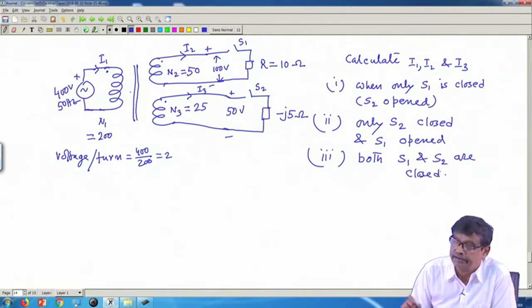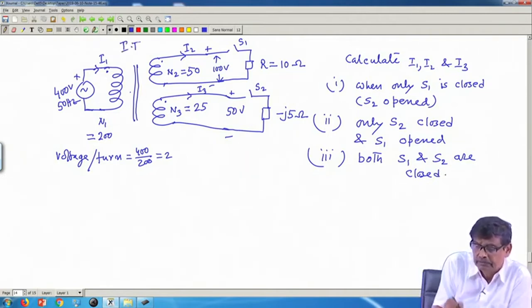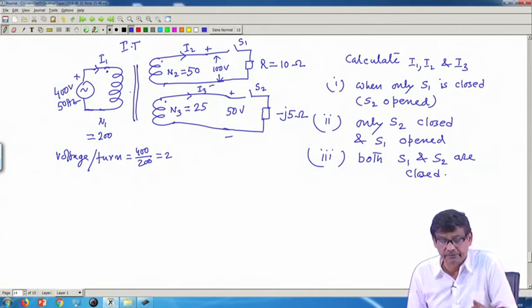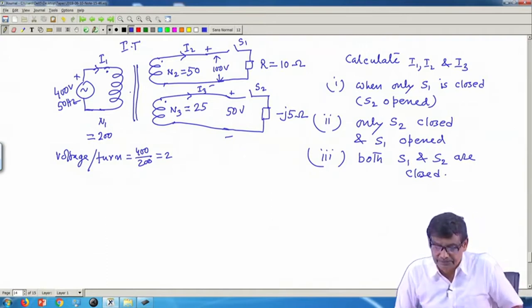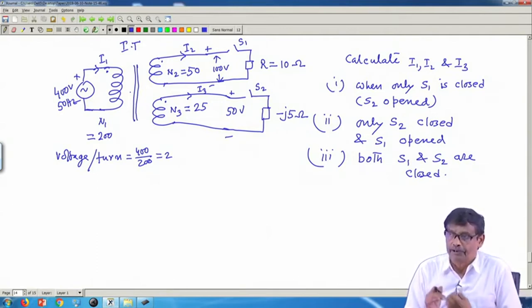I have to find this out and let this transformer be ideal. What does it mean? If you close this switch and with both the switches open, no current is drawn, magnetizing current necessary is 0. So, that is the problem.